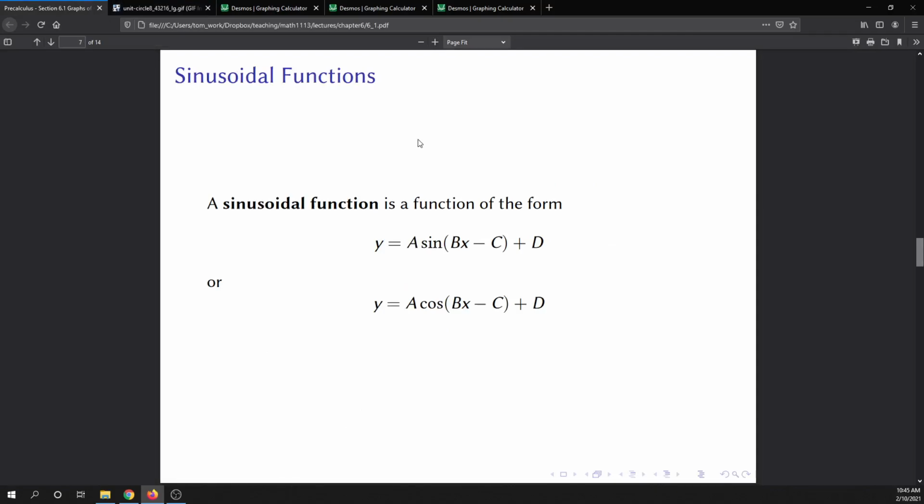functions, sine and cosine. And then in the next video, what we are going to do is to start looking at transformations of those. So we're going to look at these two functions and see how they relate to the basic sine and cosine functions that we just talked about.